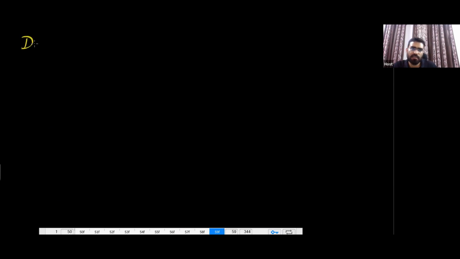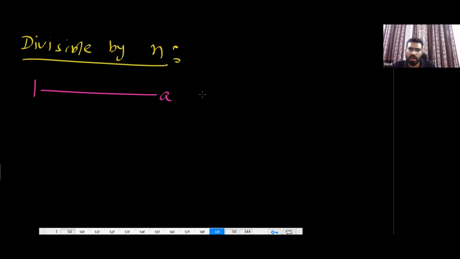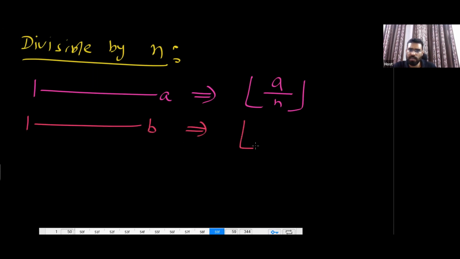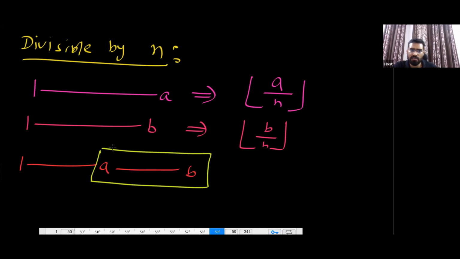So very simple. I am asking how many are divisible by n. From 1 to a, how many are divisible by n? That will be a divided by n, floor. And from 1 to b, that will be b divided by n, floor. What I want is from a to b. This is what I want.